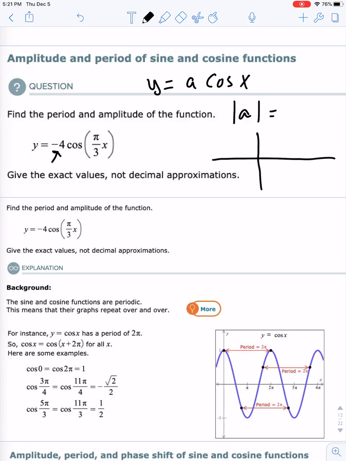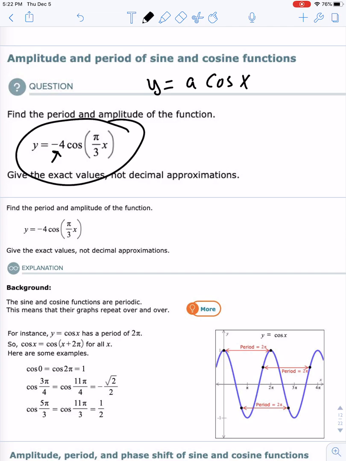The center line of cosine is just 0. So the amplitude is the distance from here to here, or from here to here. If you're given a graph and asked to find amplitude, you would take your maximum minus your minimum value and divide by 2. But if you're given an equation, you can just look at the value in front of your cosine or your sine function. So I know that our amplitude is 4 for this particular problem.